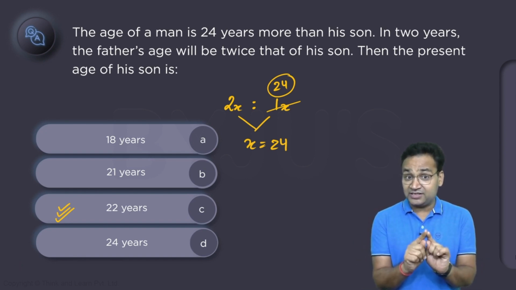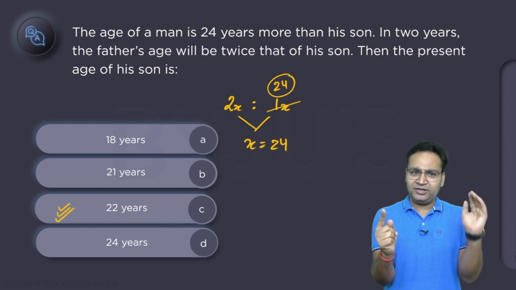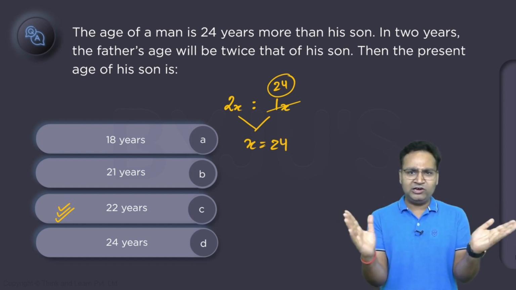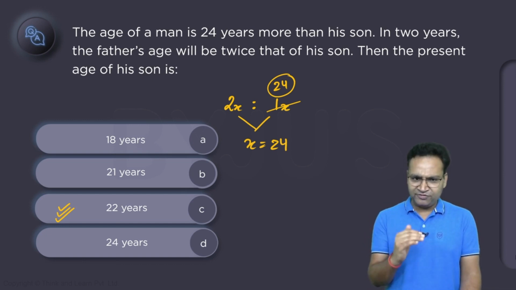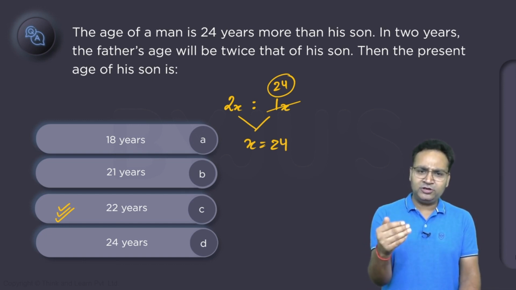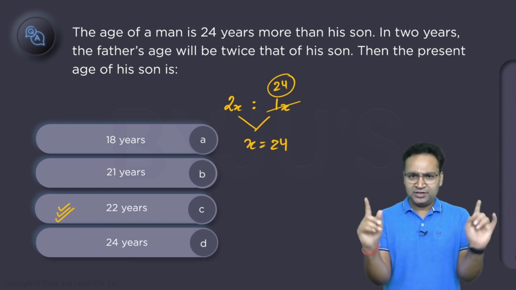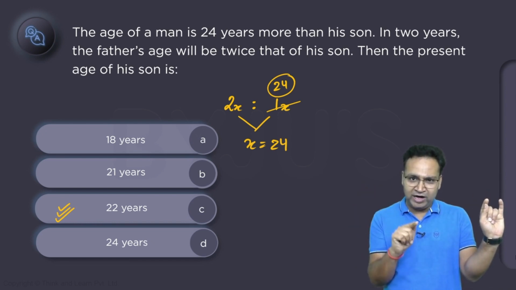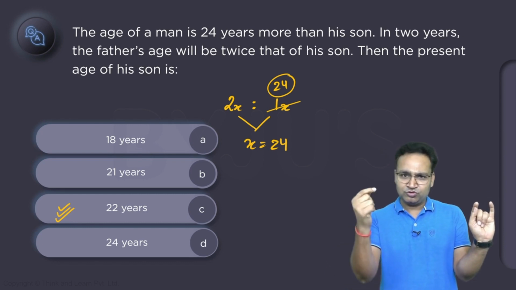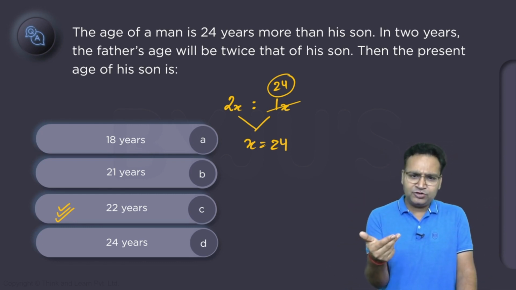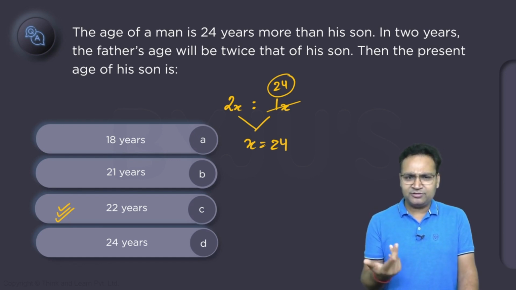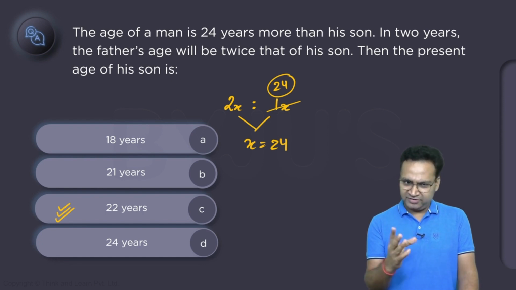If I just understand that the age difference between the son and the man will not change, that remains 24. So if the current difference is 24, later on the ratio is 2:1. The 2:1 difference is 1. That 1 is 24. So 1 is 24. The age of the son is 24 after 2 years. So what is the present age? 22. Finished. Got it? Otherwise it is your choice.